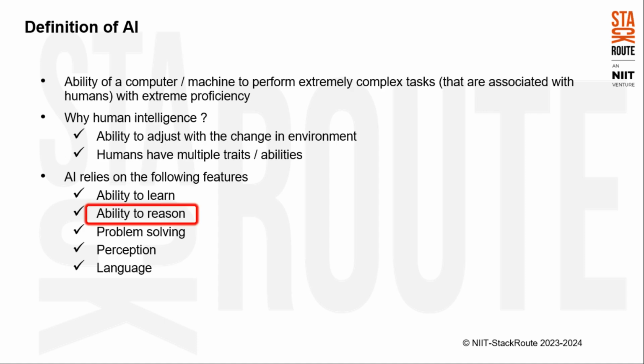How it can reason is another important property: how it can solve problems based on the past data that the system has learned. How it can perceive the data and the language, where the systems can understand different languages and also give the output in different languages. These are some of the important characteristics of AI systems which make them very powerful and extremely creative to a large extent, and also highly accurate.